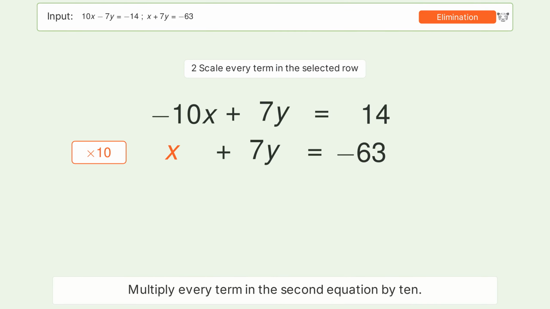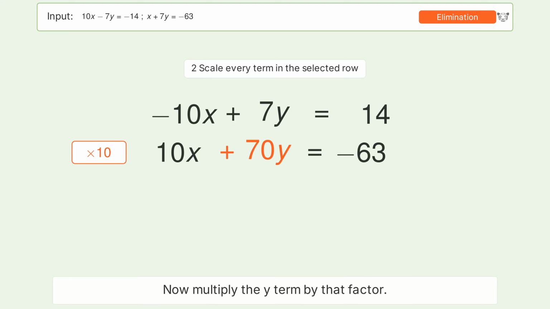Multiply every term in the second equation by 10. Multiply the x term by the same factor. Now multiply the y term by that factor. Finally, multiply the right side too.